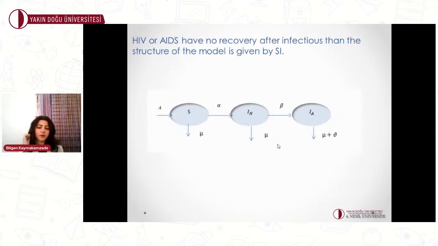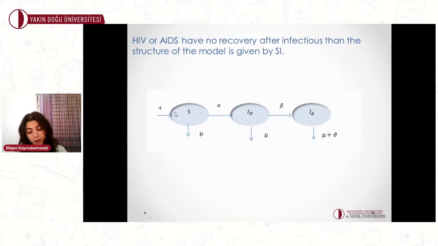But sometimes we don't have this kind of recovery part. So we have to protect ourselves. This type of model needs an SI type of model. For example, HIV or AIDS type viruses have no recovery after taking the disease. So we have an SI type model, where we don't have a recovery.